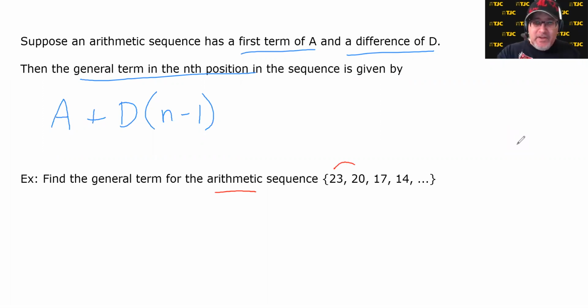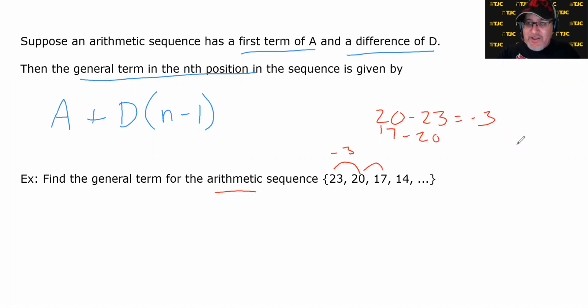For example, if we did 20 minus 23, the second term minus the first term, that's -3. If we do the next one, 17 minus 20, that is also -3. And in fact, if we do 14 minus 17, remember it's a number minus the one in front of it, then we would get -3. Does it matter that the difference is -3? No. All that matters is that the difference is the same anytime I take one term and subtract the one prior to it. So let's get rid of all this over here.